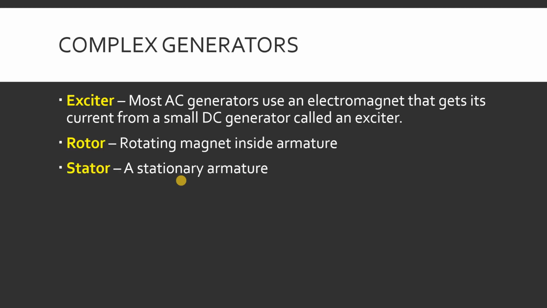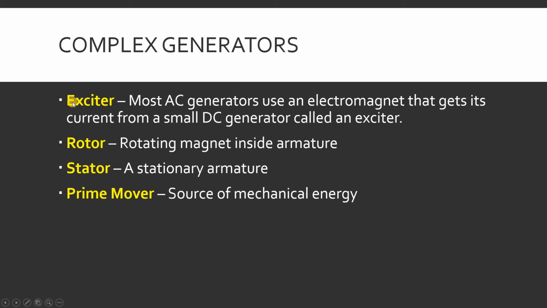So there are some specific terms that could be in more complex generators, and those specific ones would be exciters, rotors, stators, and the prime mover. I want to go through each one of these just for a brief moment. It mentions in your book on page 369, talks about these important parts.